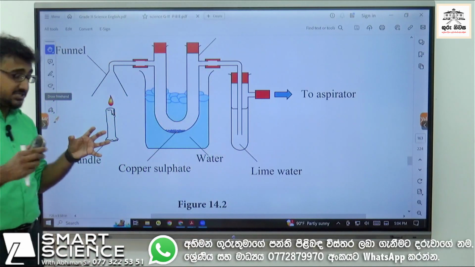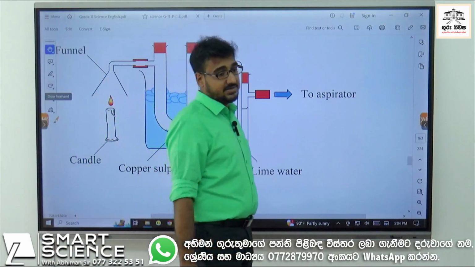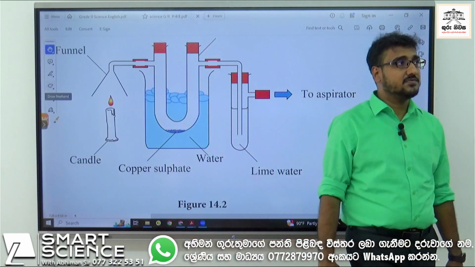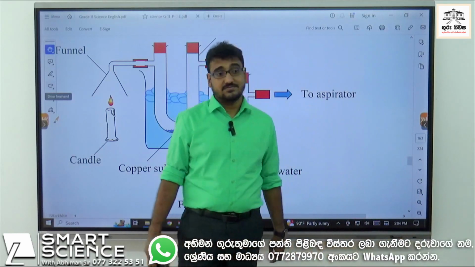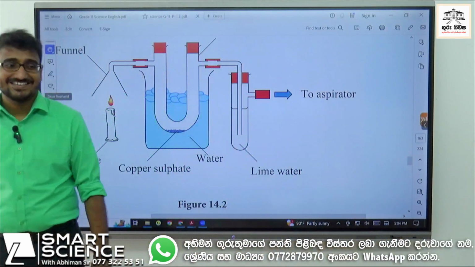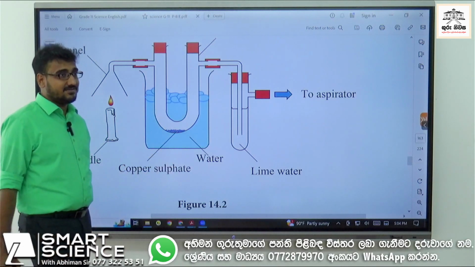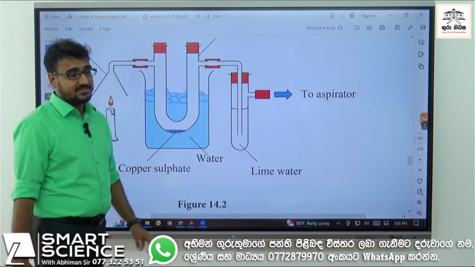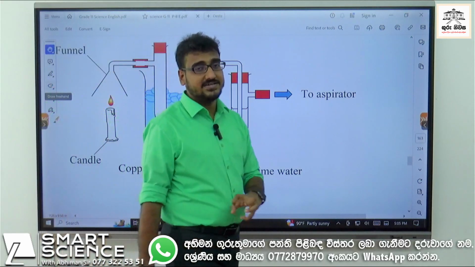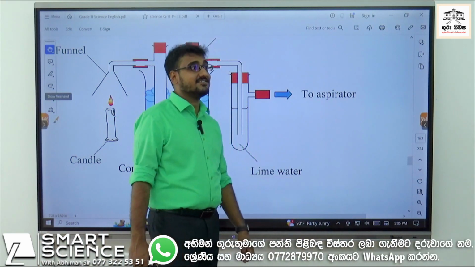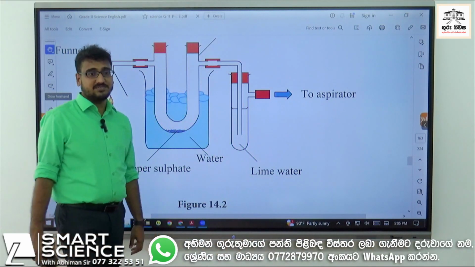So it changes the color with only water. So anhydrous copper sulfate, what is the color of it without water? White color. With water, blue color. Then anhydrous cobalt chloride color is same like the hydrous copper sulfate. What?